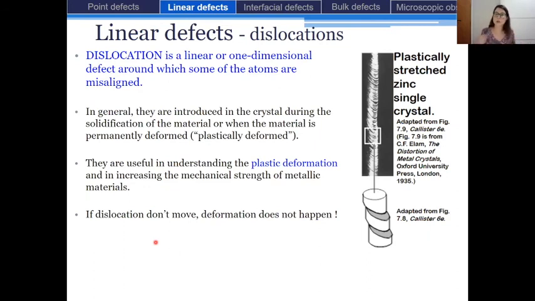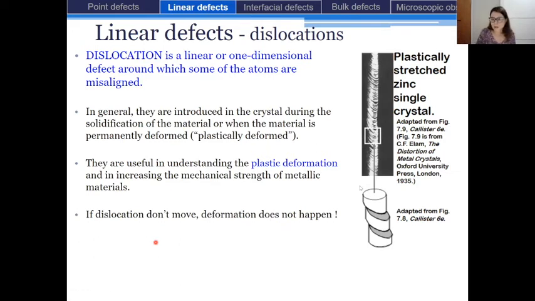It is a linear or one-dimensional defect around which some of the atoms will misalign. In general, they are introduced in the crystal either during solidification of the material, or, as we saw in the previous example, when the material is permanently or plastically deformed. And so they are useful in order to understand plastic deformation in materials, and, for example, to increase the mechanical strength of metallic materials or their fatigue resistance.